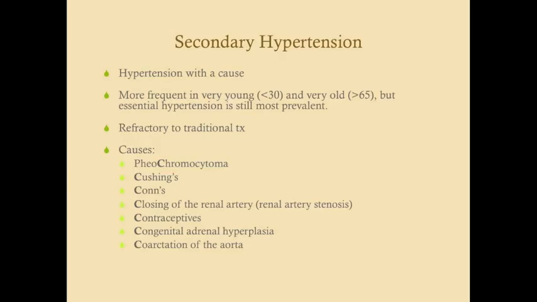So the main causes of secondary hypertension are going to be pheochromocytoma. The reason I bold-faced these is because most of these causes start with a C. So pheochromocytoma, Cushing's disease, Conn's disease, closing of the renal artery, which is another way to say renal artery stenosis, contraceptives, congenital adrenal hyperplasia, and coarctation of the aorta. And here, when I say contraceptives, I mean oral contraceptives. So these are the big 7 causes to keep in mind as causes of secondary hypertension.